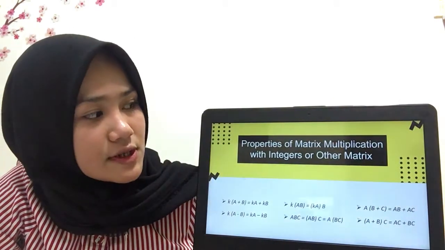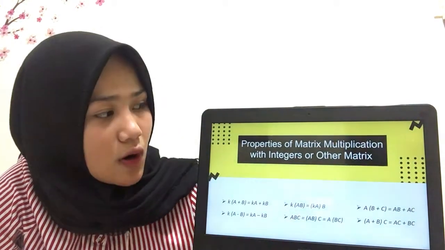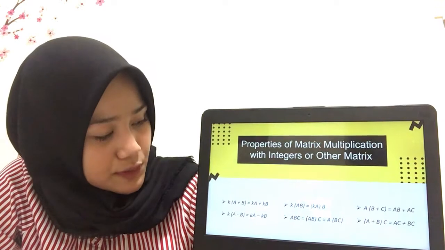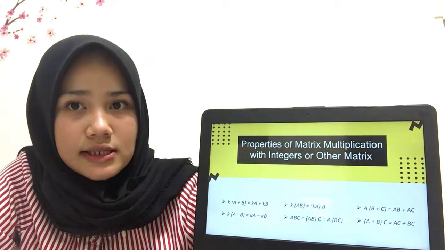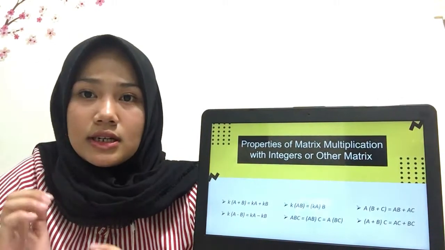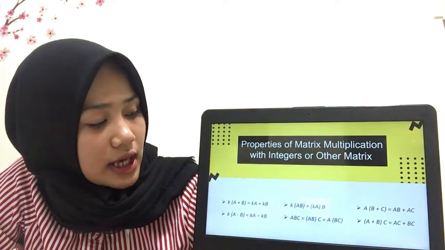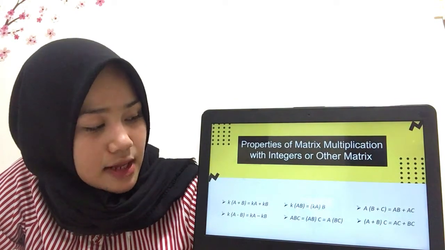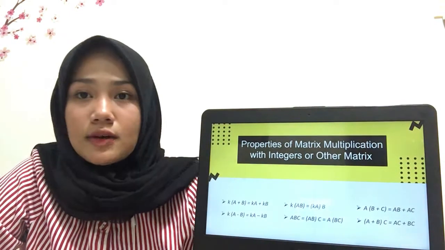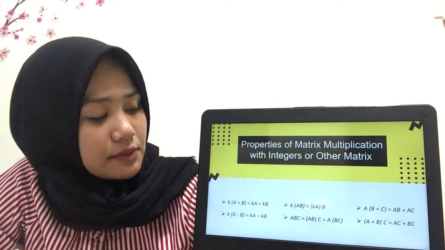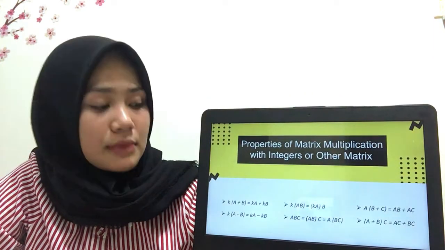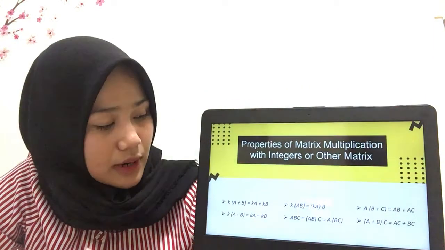Next is properties of matrix multiplication with integers or other matrix. There are 6 properties. The first property is K as an integer multiplied by matrix A plus matrix B in a bracket is equal to K multiplied by matrix A plus K multiplied by matrix B. The second property is K multiplied by matrix A minus matrix B in bracket is equal to K multiplied by matrix A minus K multiplied by matrix B.